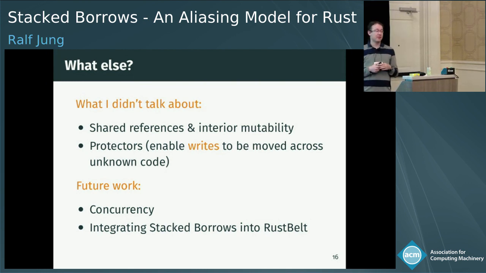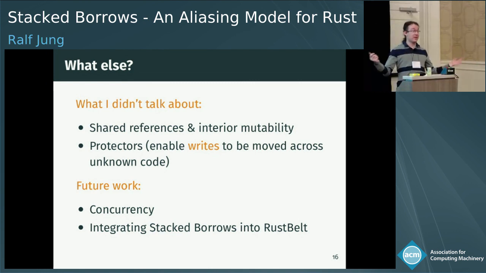And on the other hand, of course, we would like to integrate Stacked Borrows with RustBelt. RustBelt is work that we presented here at POPL 2 years ago, and it's all about formally proving that all these proof obligations are actually met. So we added some extra proof obligations. Of course, we would like to expand the proof to cover those as well.